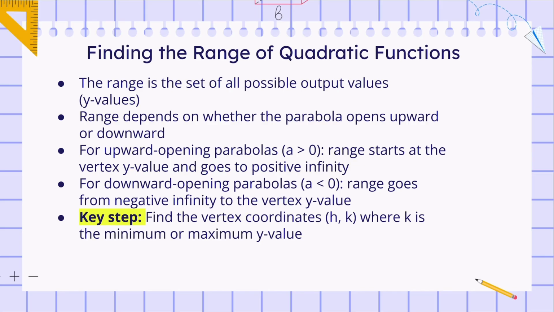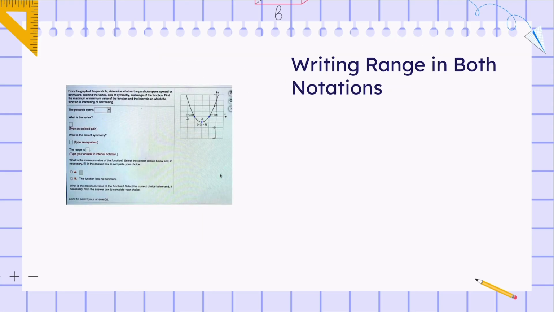The key step is that you have to get your function into vertex form. And the h and the k are going to tell you where the minimum and maximum values actually are. So where the graph starts, vertically anyway. So let's say for the following function here, f(x) = 2(x - 3)² + 1. It's already in vertex form. We want to write the range, and we want to write it in both interval and set builder notation.